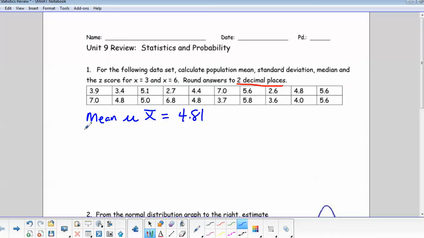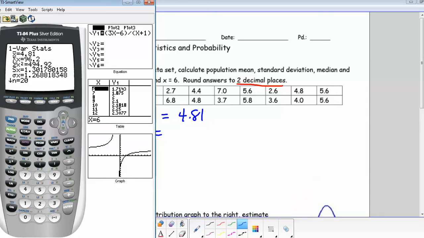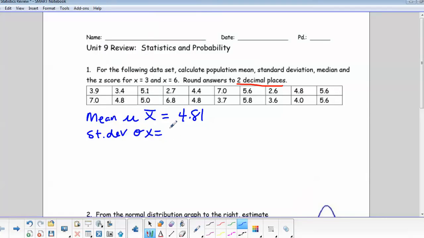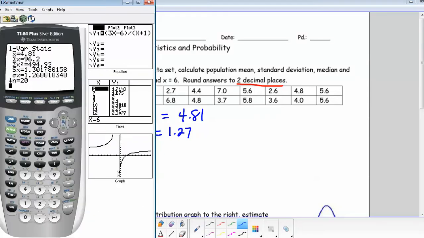Okay, standard deviation is normally with a sigma, and in this case it's with sigma x. So let's look back at the calculator. Sigma x is 1.27. Alright, median. The median is also on that screen. We just have to scroll. So I don't see it yet. I'm going to scroll down. There's minimum, first quartile, median. So the median is 4.8.